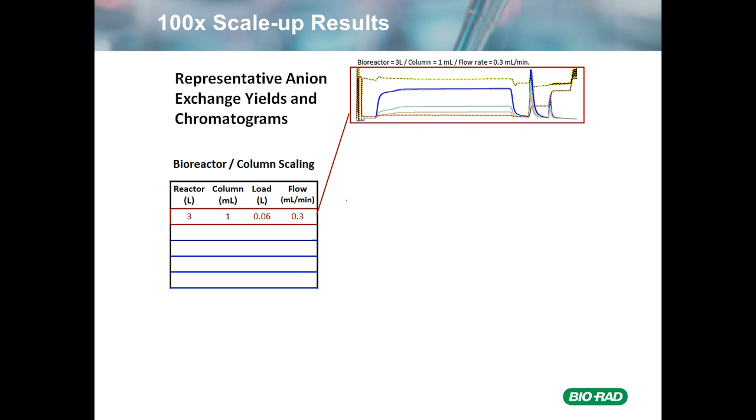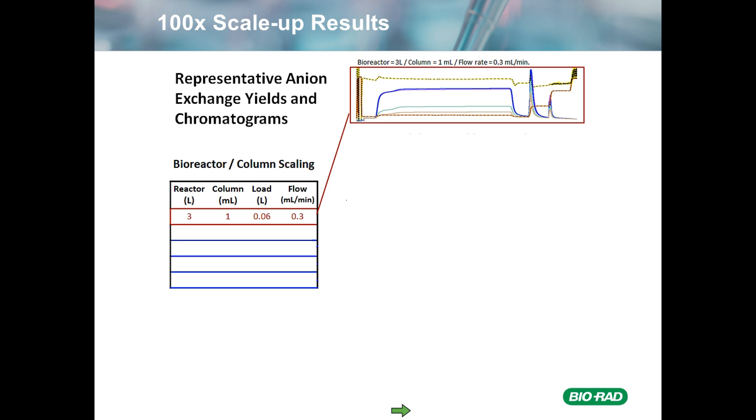So what I want to show you are the scale-up results from the Nuvia Q step, and I'll show some quality outputs in a bit. But this was the development scale, a 1 mil column using 3 liters of reactor. And what you see is a chromatogram here with the load and flow through, followed by a wash step, this peak right here, and then the elution is this little peak right here.